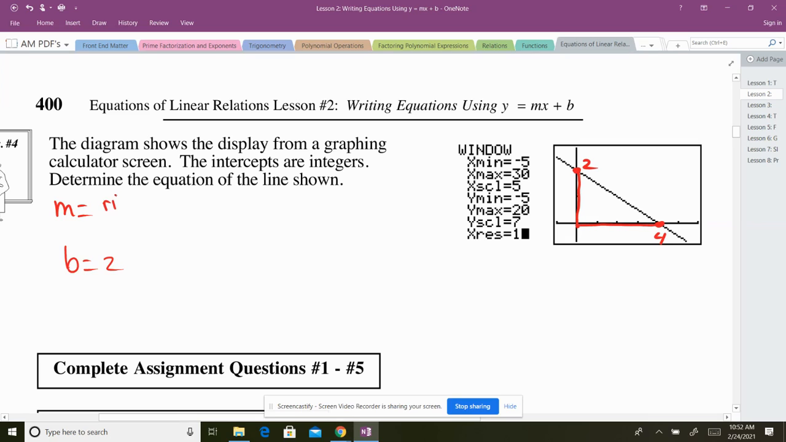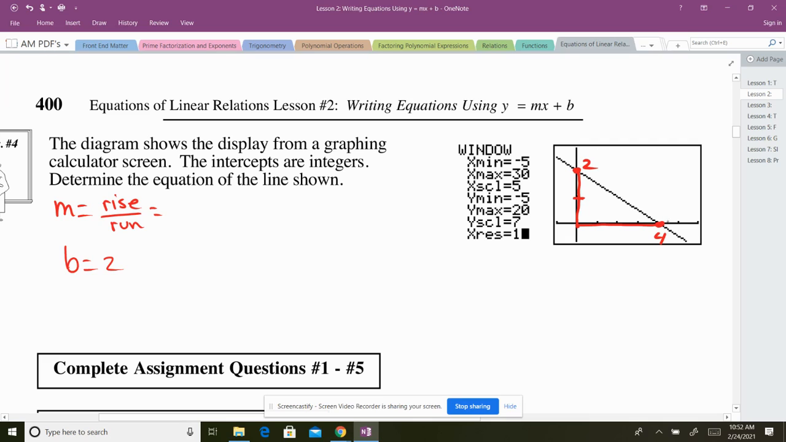Slope is rise over run. You could do it the other way, but I'm doing it this way because you can see the markings, right? But yes, you could do it the other way. You get the same answer. What is my rise? Which way are you starting? You're starting at the 2 or the 4? It doesn't matter. I just need to know.